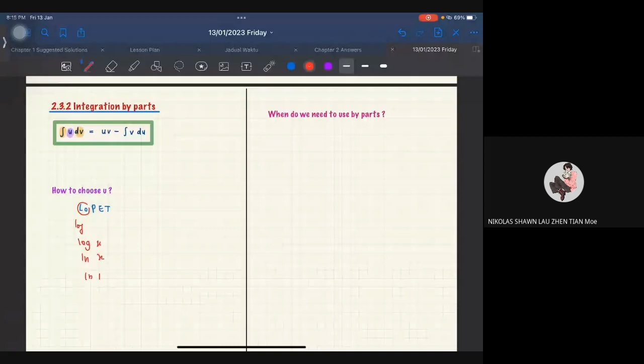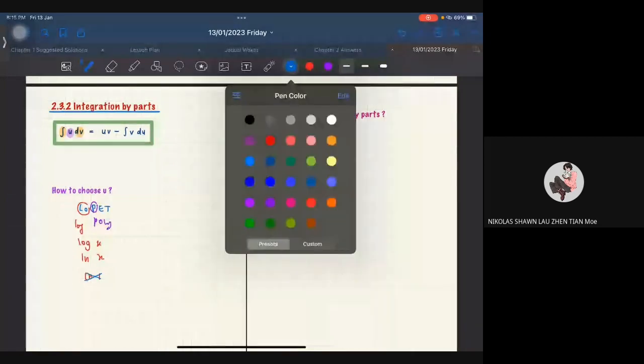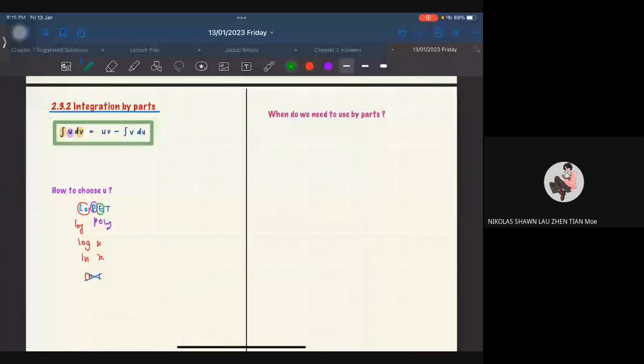P is for polynomials. Okay, and then later we go to E. So E adalah exponential. So E power of x, the example. Ataupun it can also be any other base selain E. Let's say we have 2 power of x. Okay, so this is also exponential.